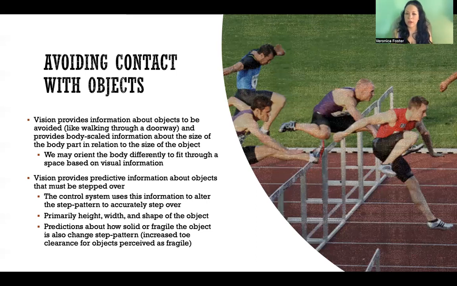For example, if we're stepping over something that we perceive to be fragile, we tend to give it more clearance. We tend to raise the toe a little bit higher to get over it because we perceive the target as fragile. Rather than if we perceived it as solid and not very fragile, we wouldn't feel the need to give it quite as much clearance because maybe it would be okay if we were less accurate and bumped into it.